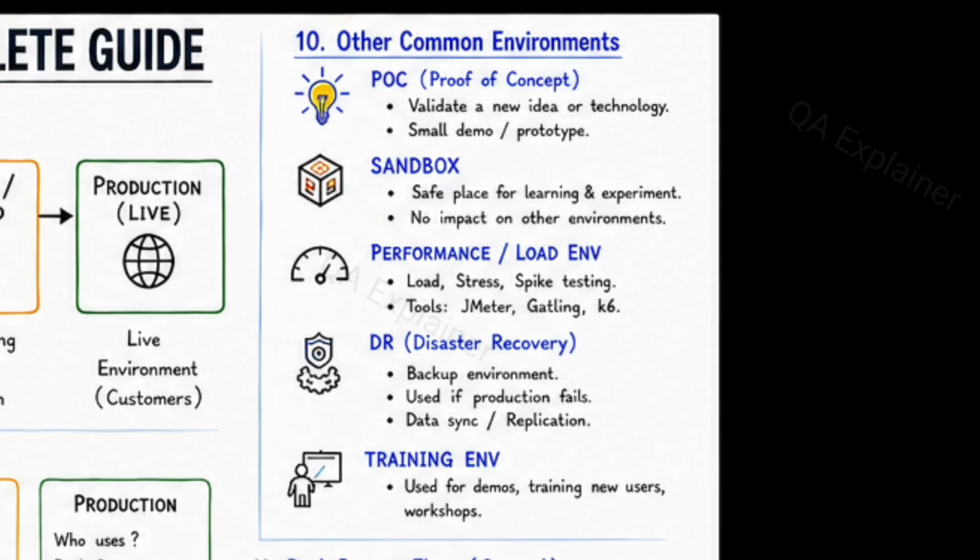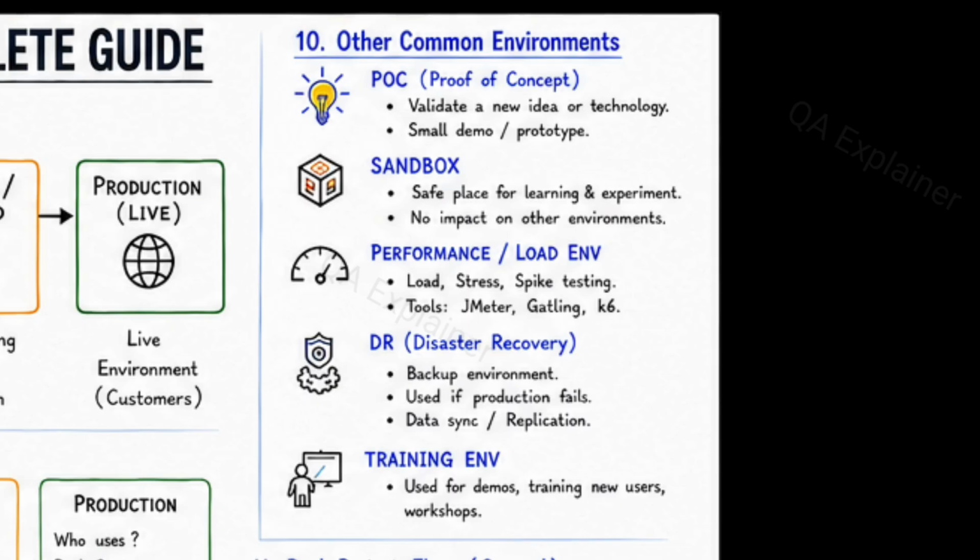Then we have the performance and load balancing environment. Some companies have a separate environment for that, but most companies actually use the QA environment as the performance environment. Here we perform load testing, stress testing, and spike testing. We use different kinds of tools over here.